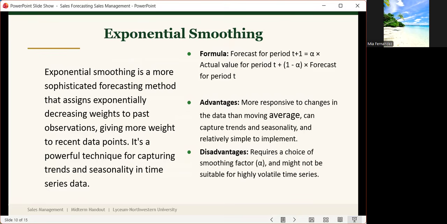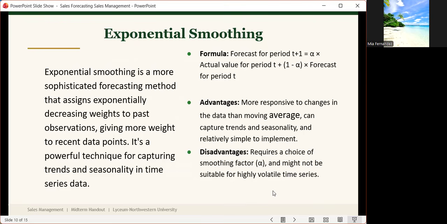Now, moving on to exponential smoothing. It's a more sophisticated forecasting method that assigns exponentially decreasing weights to past observations, giving more weight to recent data points. So what's the advantage? It's more responsive to changes in the data than moving average, and it can capture trends and seasonality. However, it requires a smoothing factor. So, it might not be suitable for highly volatile time series.